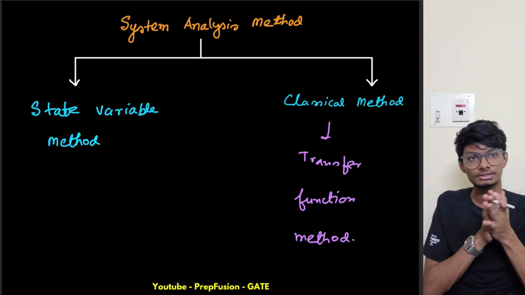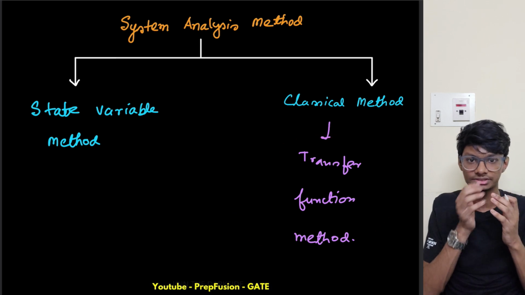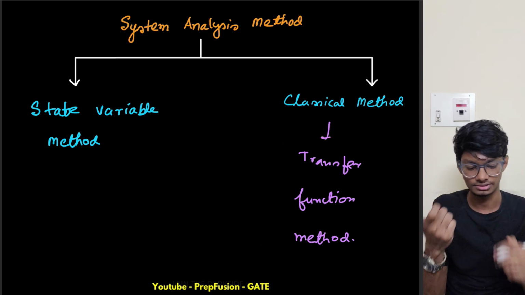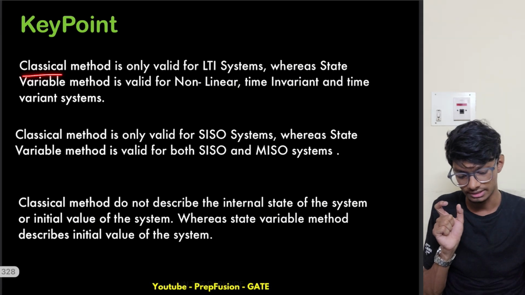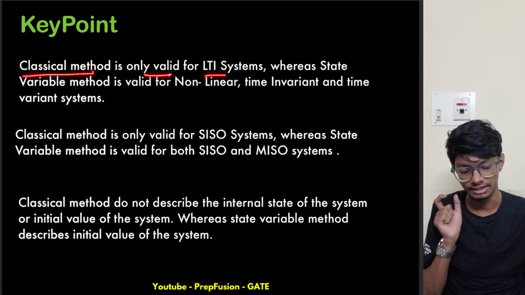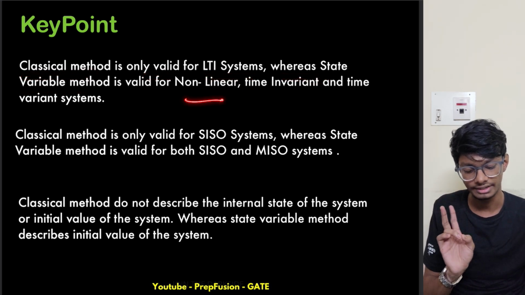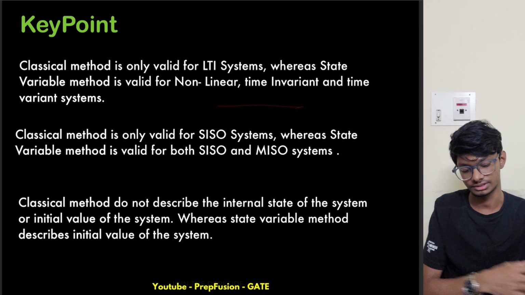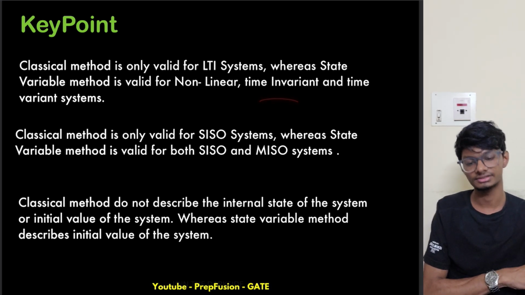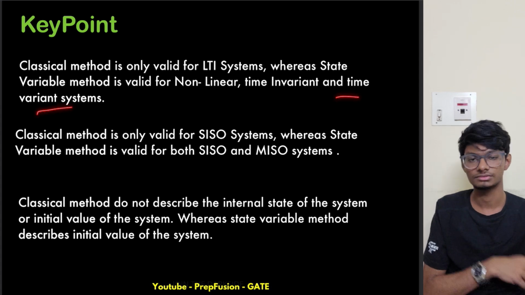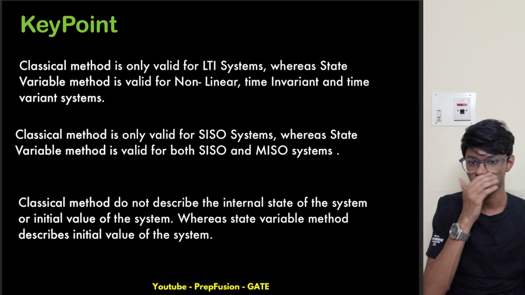First limitation is that the classical method is only valid for LTI systems, whereas the state variable method is valid for non-LTI systems. Non-linear systems it is valid, linear systems it is valid, time variant and time invariant, both of them it is valid.